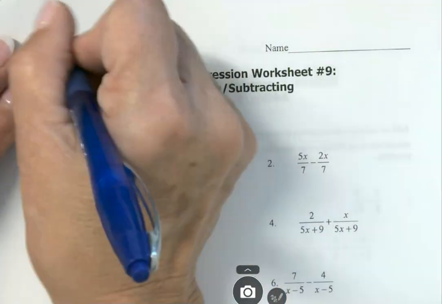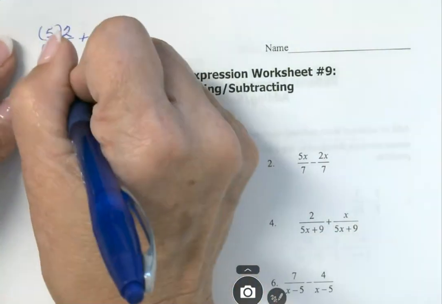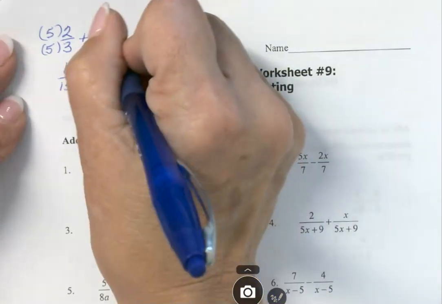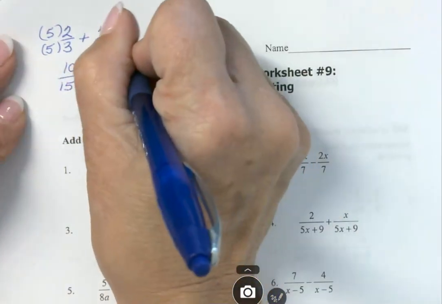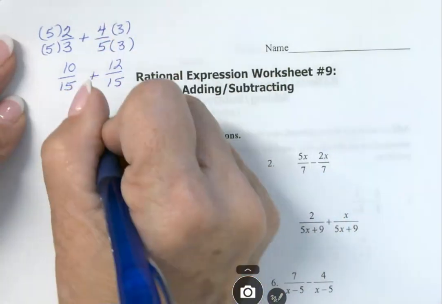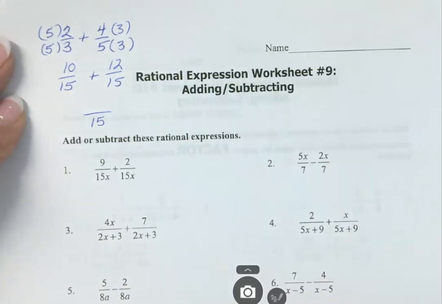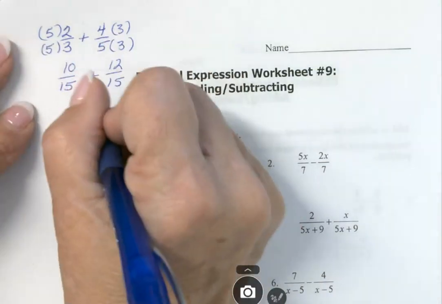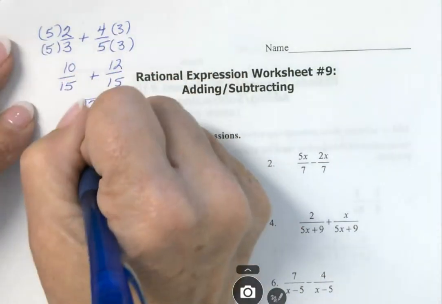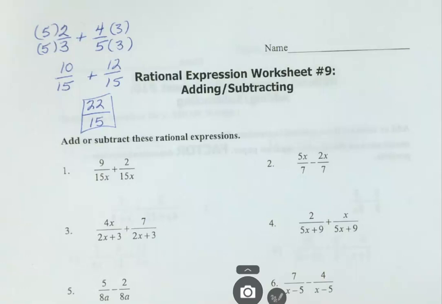I'm going to multiply, in this case, both numerator and denominator by 5 to give me 10. And I'm going to want to multiply numerator and denominator here by 3 and get 12. And then again, your denominator just comes down and you add your numerators. Okay? And that would be your final answer. So that is how we're going to be working these problems.